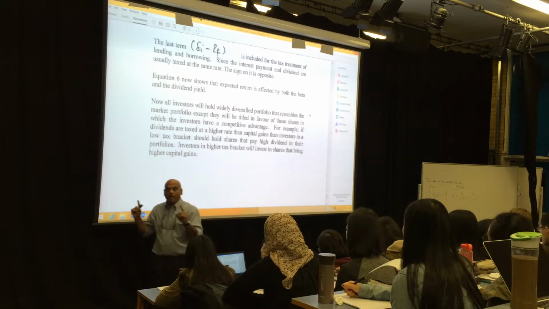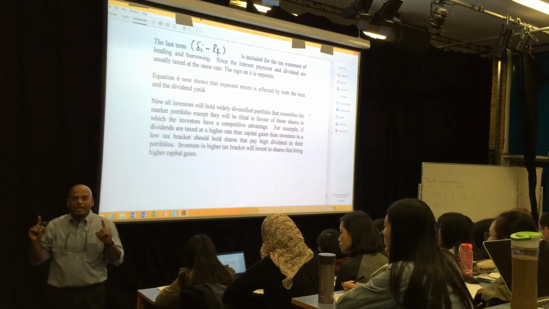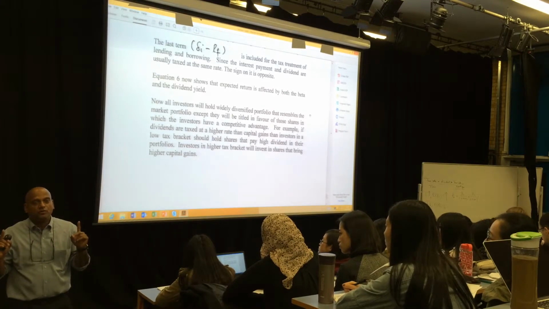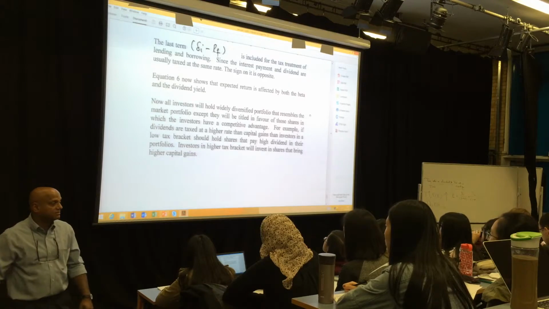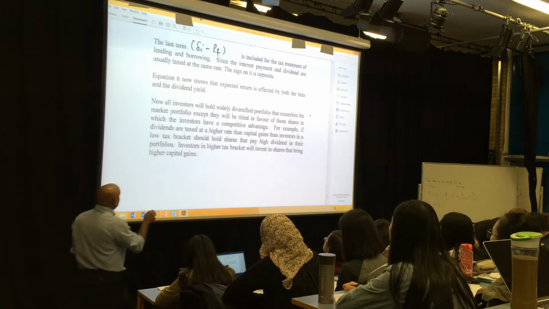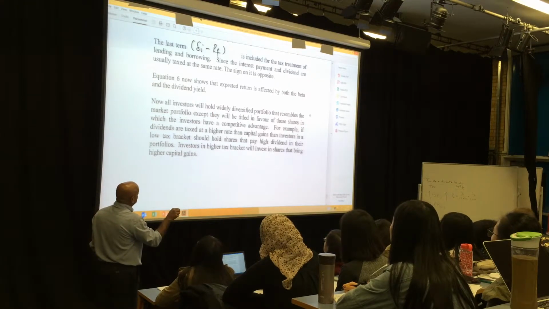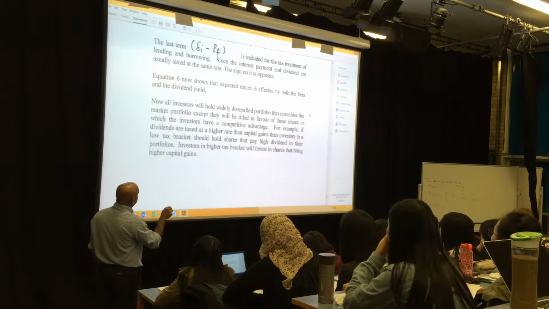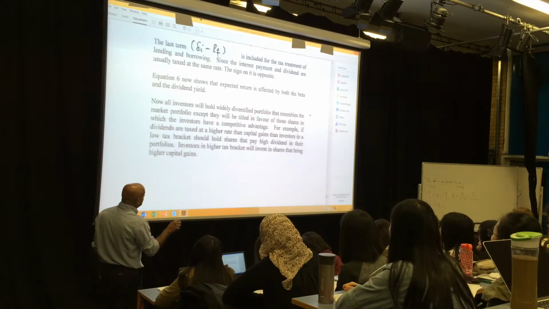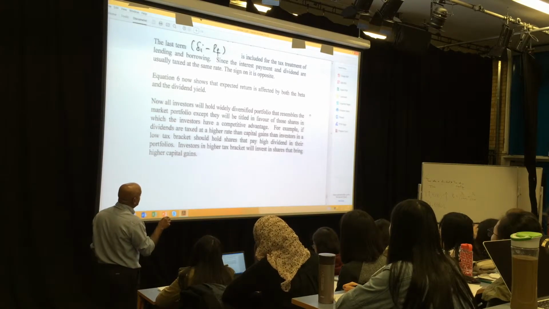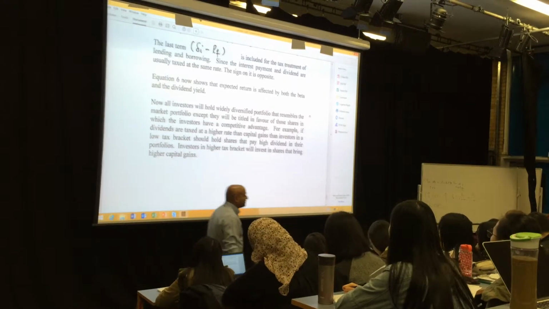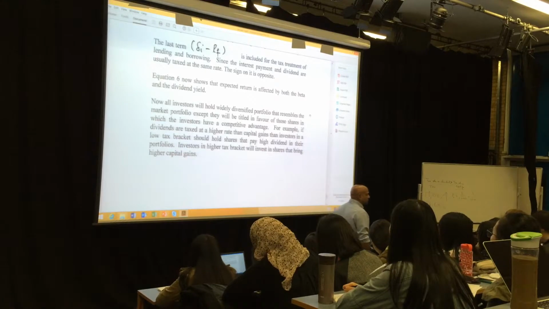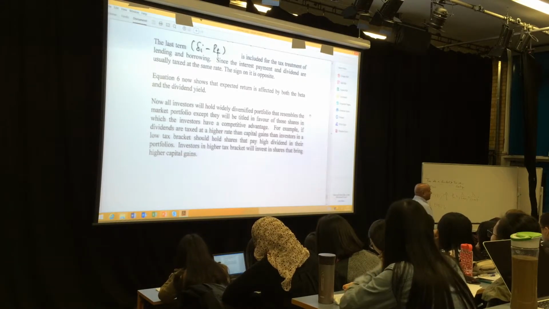Now, if I ask, if you remove the tax assumption, does it make a difference to the CAPM? The answer is yes, it does. Equation 6. Now, investors will hold a diversified portfolio that resembles the market portfolio, except they will be in favor of shares in which investors have a competitive advantage. If you're in a high tax bracket, you want capital gains. If you're in a low tax bracket, you want dividends.